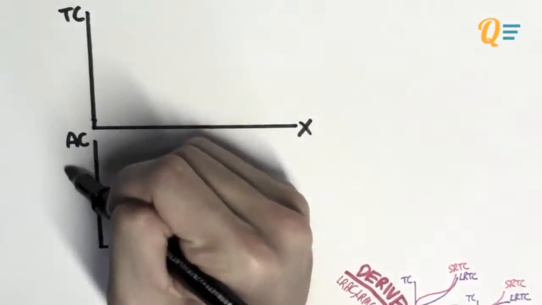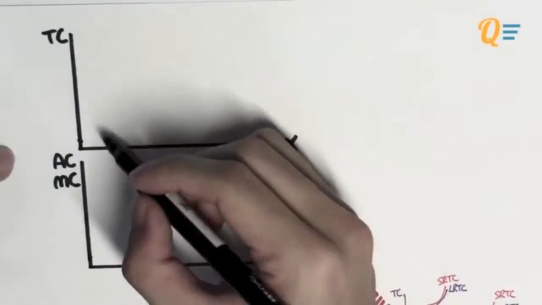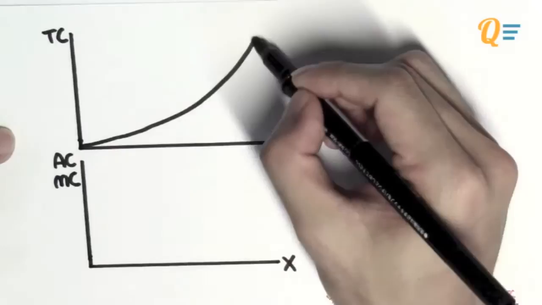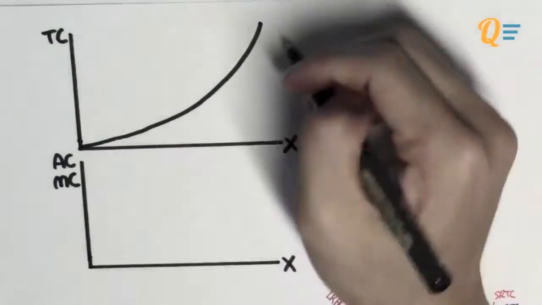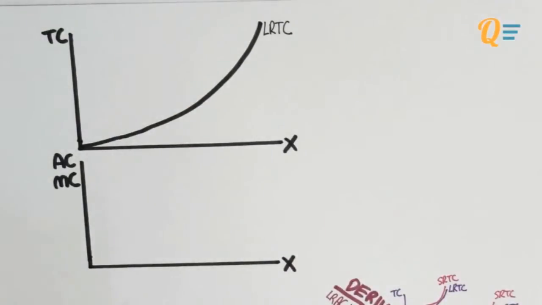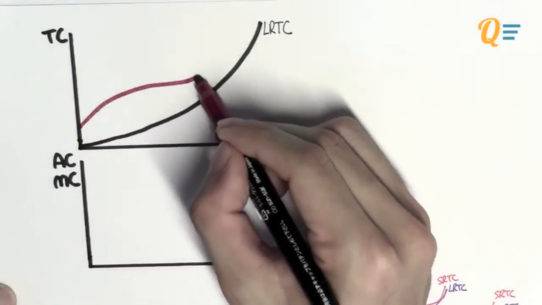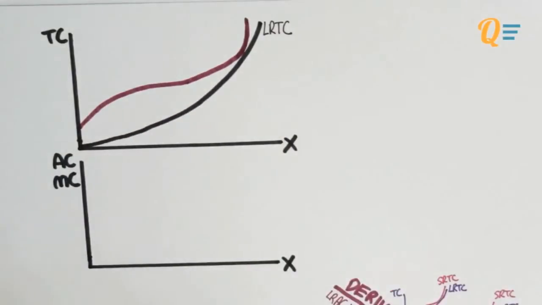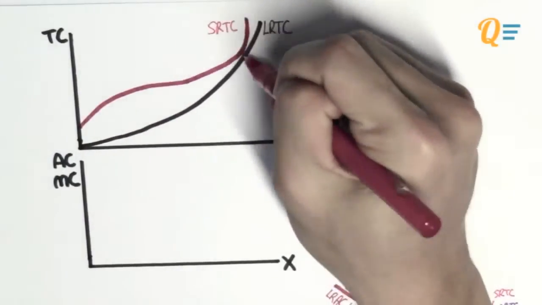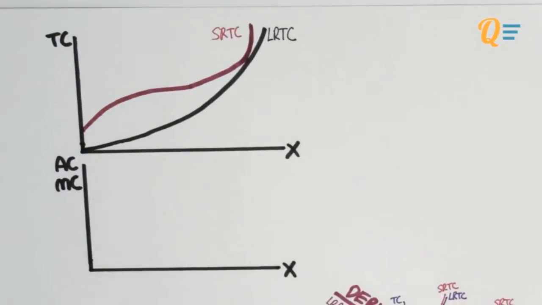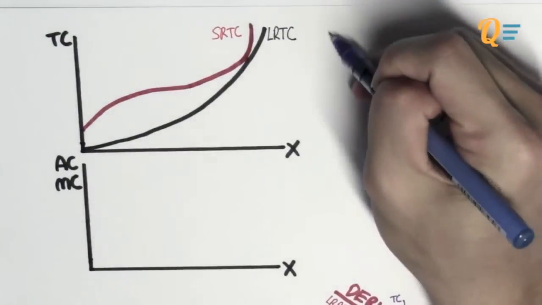Okay, I'm going to need two sets of axes, as you can see over here. So a firm that is experiencing decreasing returns to scale throughout will have a long run total cost that looks like that. Okay, now I'm just going to add in my short run total cost and make it intersect somewhere with the long run total cost curve. And now I'm going to start to derive the average cost curves.